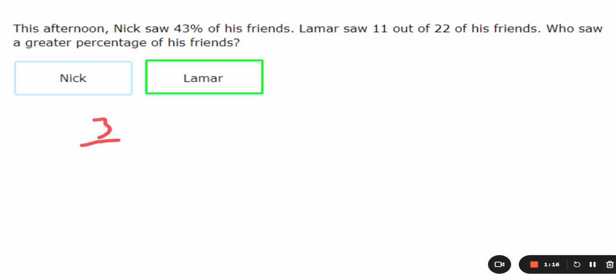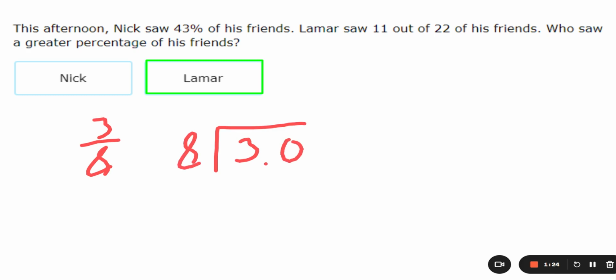So I have 3 over 8. King goes in the castle, so 3 goes inside, 8 goes on the outside. 8 can't go into 3, so I'm going to add the 0, and now I have 30. So how many times does 8 go into 30? It can't go into a 2, can it go into a 3? Yes, it can go into it 3 times. So 8 times 3 is going to give me 24.